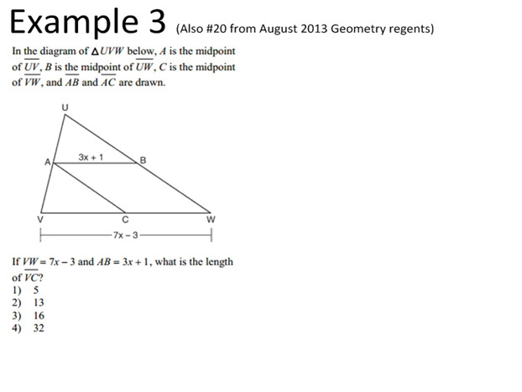Example 3, which is also number 20 from the August 2013 Geometry Regents. In the diagram of triangle UVW below, A is the midpoint of UV, B is the midpoint of UW, C is the midpoint of VW, and AB and AC are drawn. So they said all that so that you would just basically deduce that AB is a mid-segment. If VW is 7x minus 3 and AB is 3x plus 1, what is the length of VC?